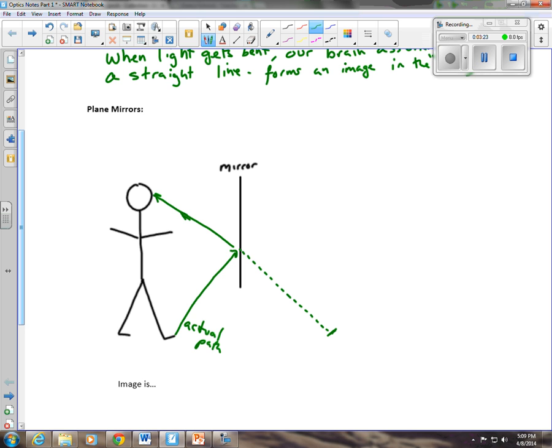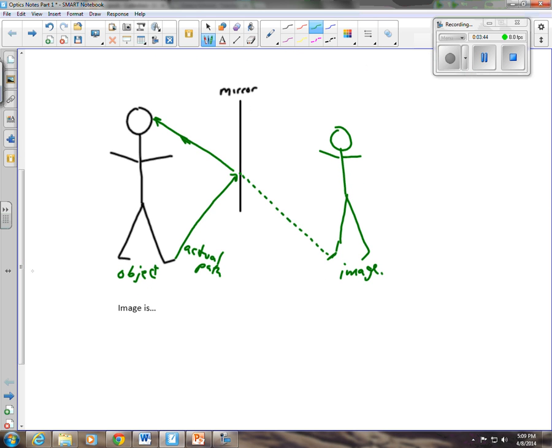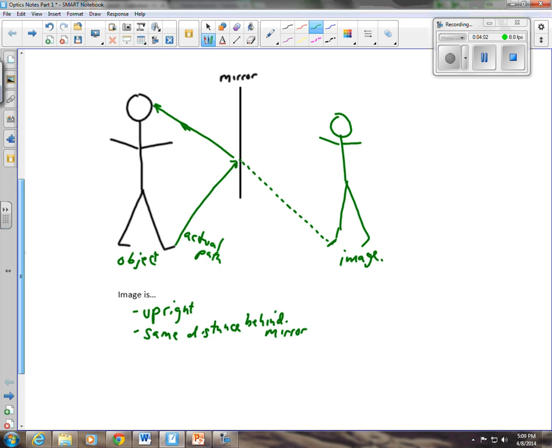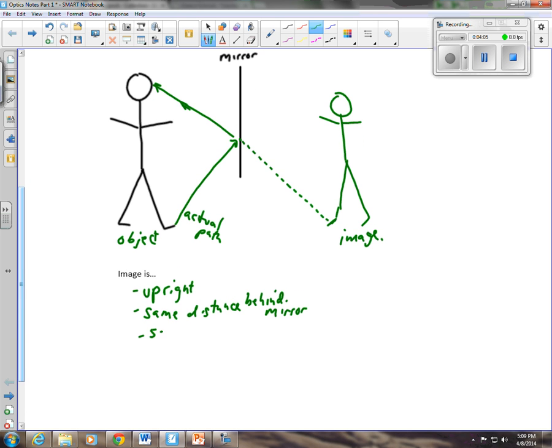Now, we do that for every other point on the body, his hands, his shoulders, whatever, but what we're going to see is that we end up with the image over here. So we're going to label this image. This is the object. Now, when we see ourselves in a mirror, the image is upright. It is the same distance behind the mirror as the object is in front of it. It is the same size.